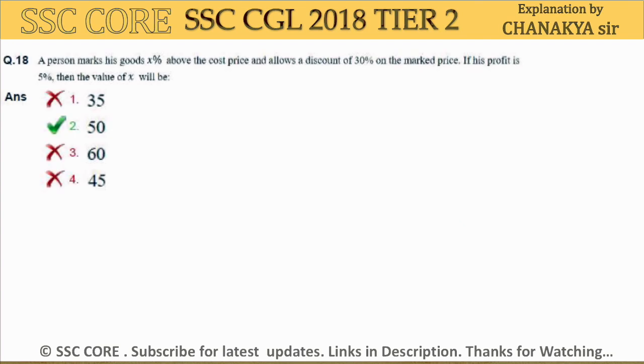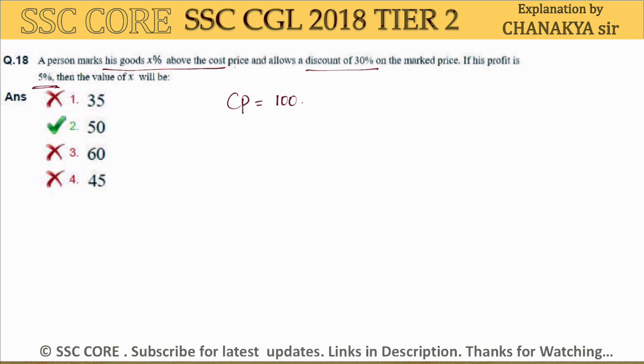Question number 18. A person marks his goods X% above cost price and allows a discount of 30% on market price. If his profit percent is 5, find the value of X. A person marks goods X% above cost price. Nothing is given in rupees, so I am taking cost price as 100 rupees. And he is marking goods X% above, allows a discount of 30%, profit percent is 5.